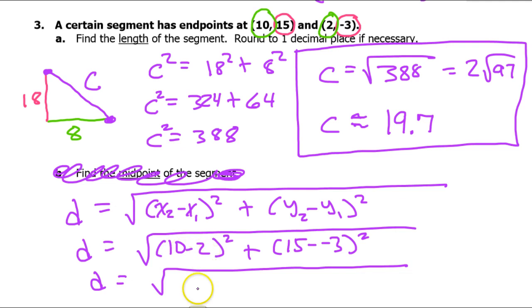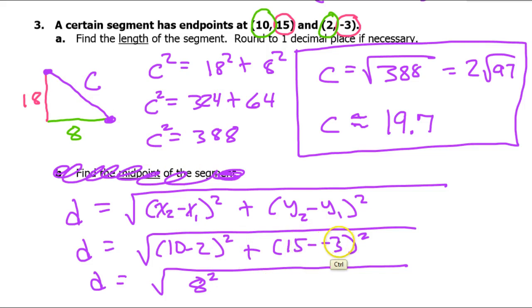What is 10 minus 2? That's 8. All right, can you see that that's just the 8 that we got right here? So this part of the formula, the x2 minus x1, that's just the horizontal change. That's just the distance between the x values. So we really did this. We really did the same thing. We just did it in steps.